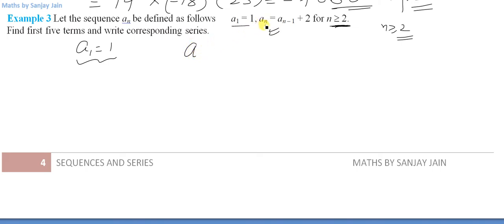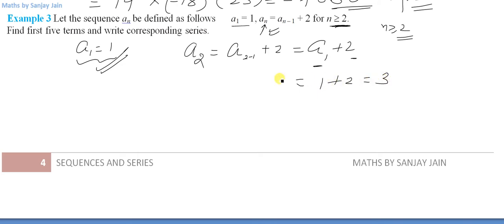What I am doing is I am replacing this n with 2. So I will be replacing every n in this expression with 2. So this will be 2 minus 1 plus 2. That means the second term is the first term plus 2. So the first term I know is 1. So let me replace it here with 1. So 1 plus 2 is equal to 3. The second term is 3. I need to find the first 5 terms and write the corresponding series.